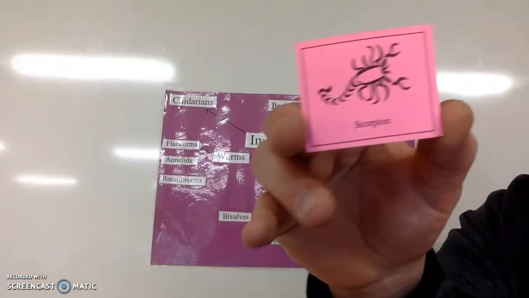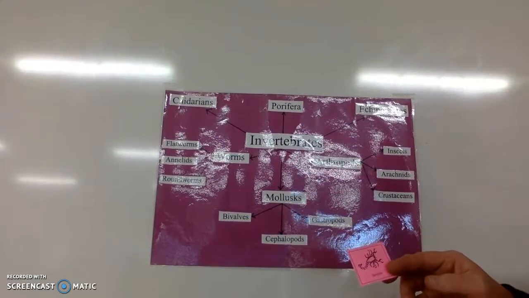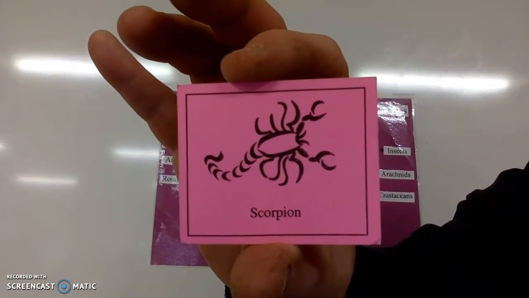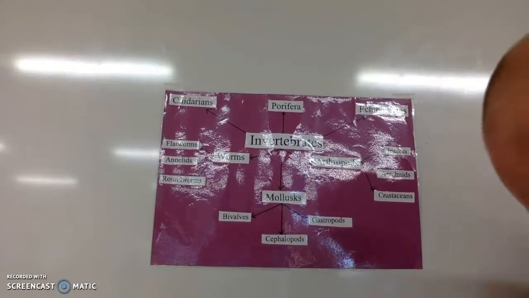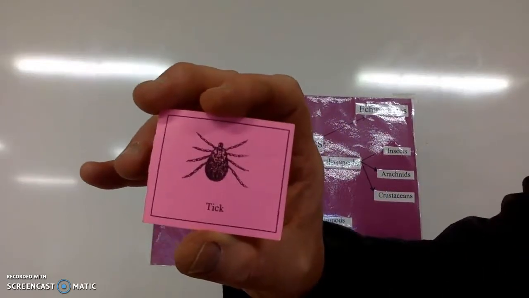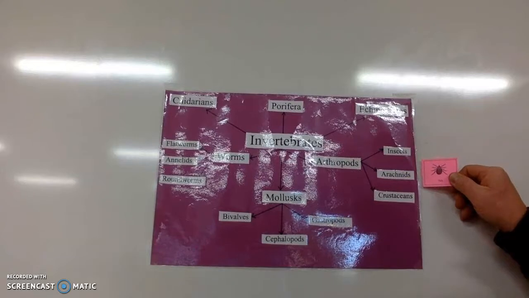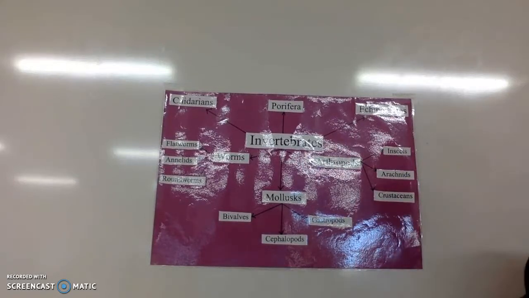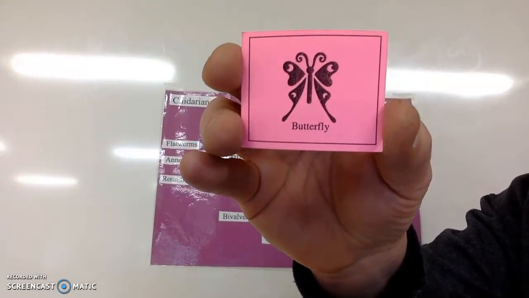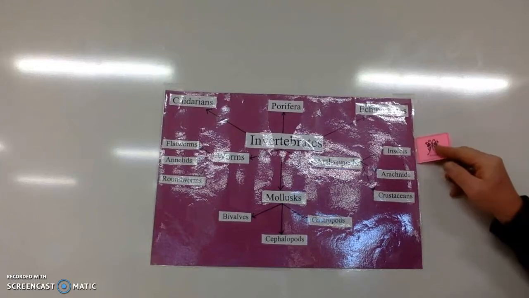A scorpion is an arachnid. Arachnid, right here. As you can see on here, it has 8 legs. It's an arachnid. A tick. A tick, how many legs does it have? 8. It is also an arachnid. A butterfly has 3 body segments and 6 legs. It is an insect. Belongs here.